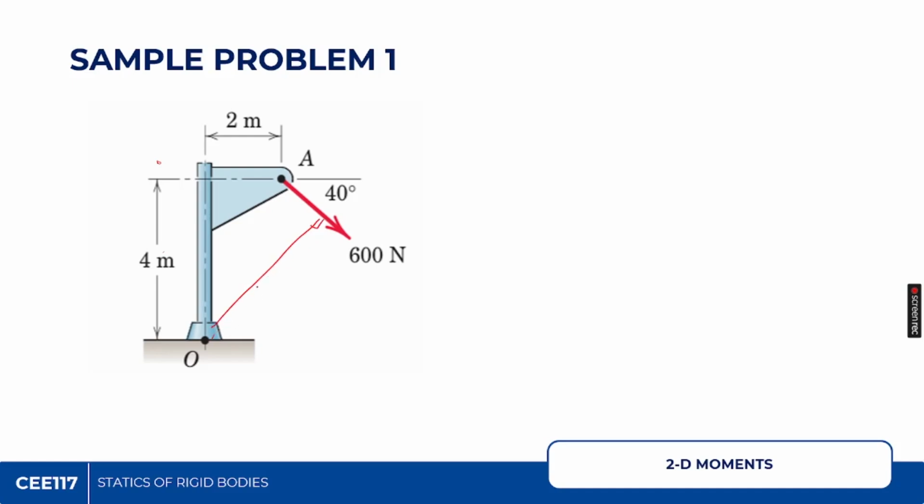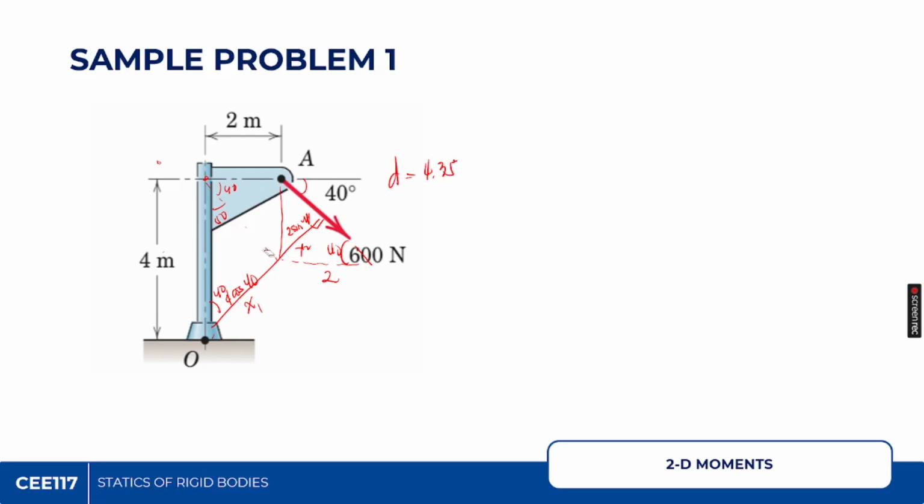Sabi kanina, if we translate this 600 Newton, this one is 4 cosine 40, because if this is 40, this one is 50, this one is also 40. So this cosine is x sub 1. Then this other one is 2. If this is 40, this one right here is also 40, so this is 2 sine 40, that is x sub 2. Kaya yung perpendicular distance na nakuha natin is about 4.35.